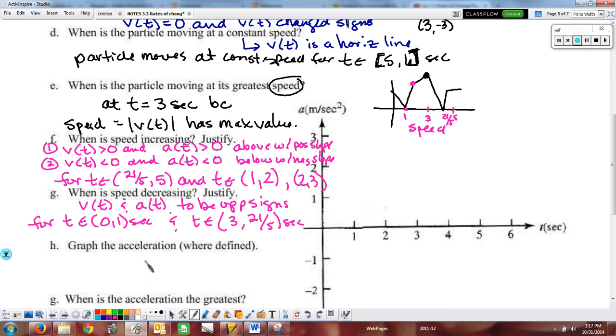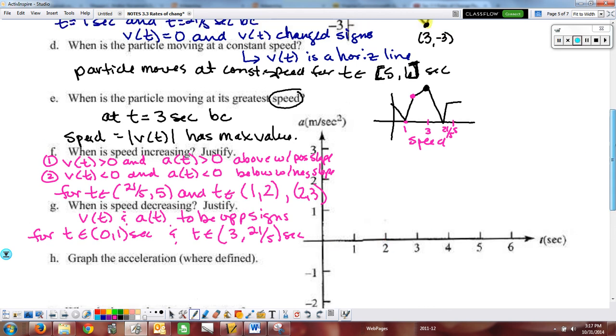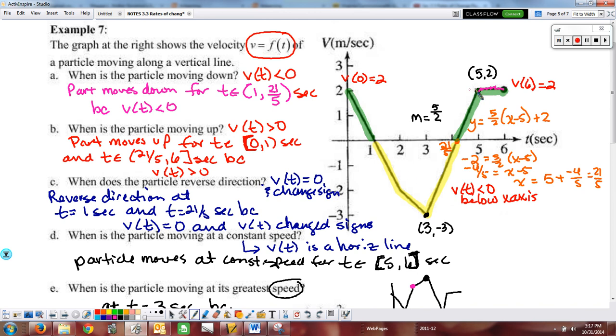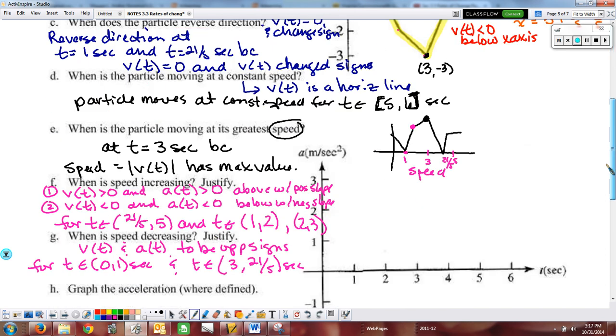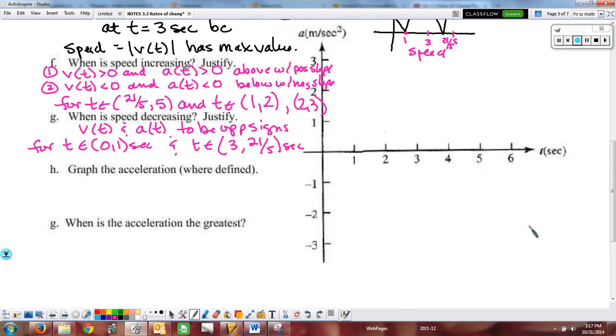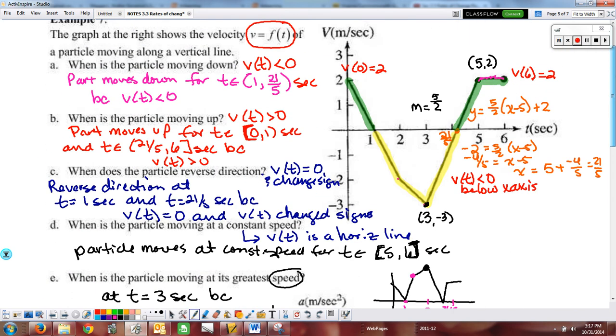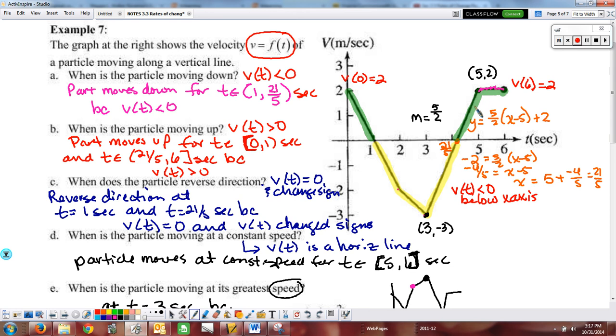All right, and it says graph the acceleration where defined. So we have constant acceleration because these are all linear slopes, but remember, a cusp would be not differentiable, which means there's no acceleration at 2, no acceleration at 3, and no acceleration at 5, and at the endpoints because we don't have a left and a right. So when I go to graph my acceleration function, let's see, did I find all the slopes I need up here? I know the slope on this section is 5/2. Let's find the slope here because that's our acceleration.